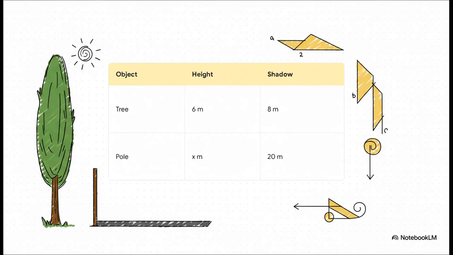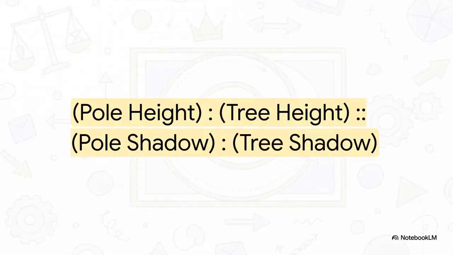You know, the best first step for any word problem is just to get organized. Seriously, laying out the info in a simple table like this makes the relationships we're dealing with crystal clear. You can see it all at a glance. Okay, now we can take that neat little table and translate it directly into the language of proportions. There are a couple ways you could set this up, but one really logical way is to say that the pole's height is to the tree's height, as the pole's shadow is to the tree's shadow.